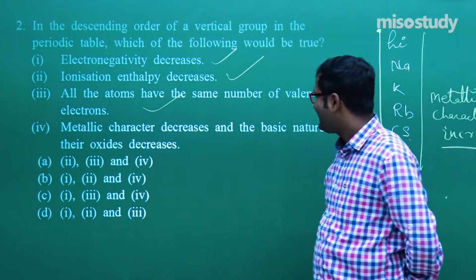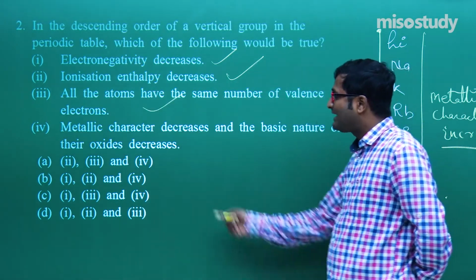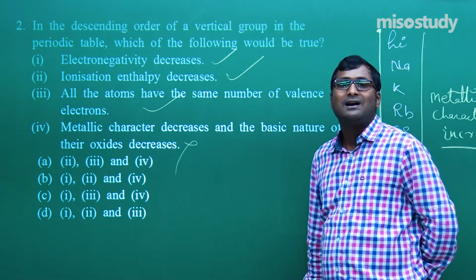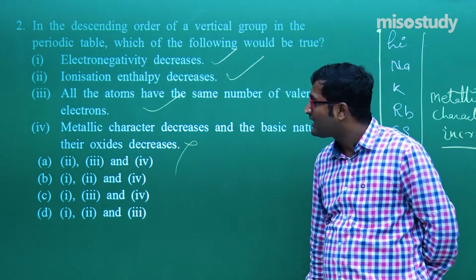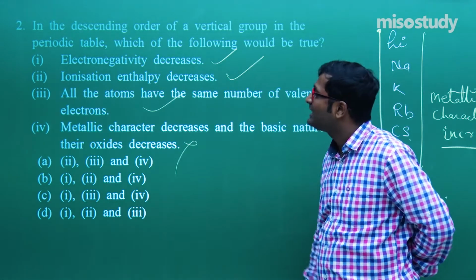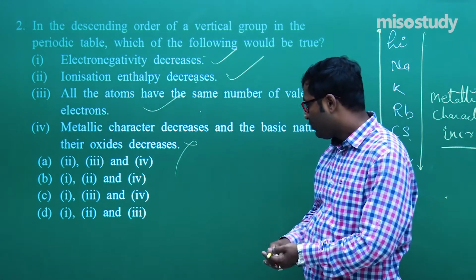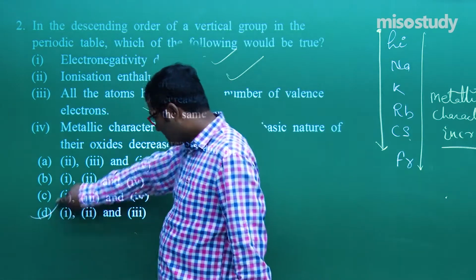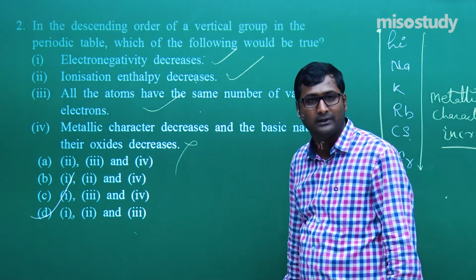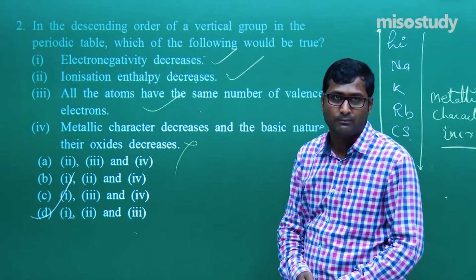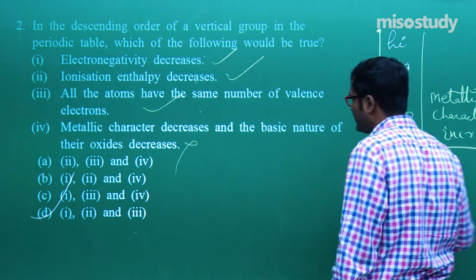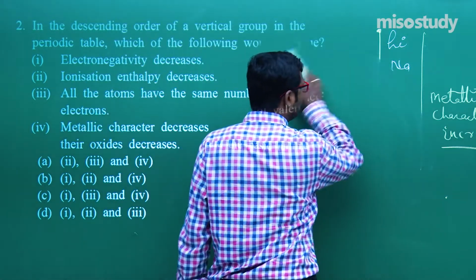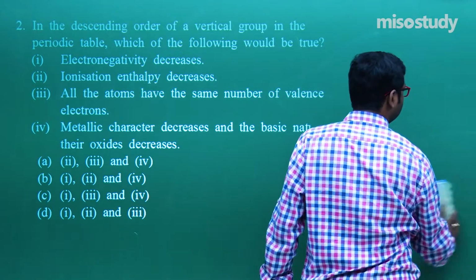Now next one, metallic character decreases and the basic character... metallic character does not decrease, metallic character increases. So this one is not a correct option. So which ones are correct options? That is A, B and C, that is 1, 2 and 3. Now check it, which one is correct? 1, 2 and 3. So for question number 2, D is the correct option. Clear? This is a completely conceptual question. You can easily solve such questions if you have command over the theory. Now let's move to the next section.